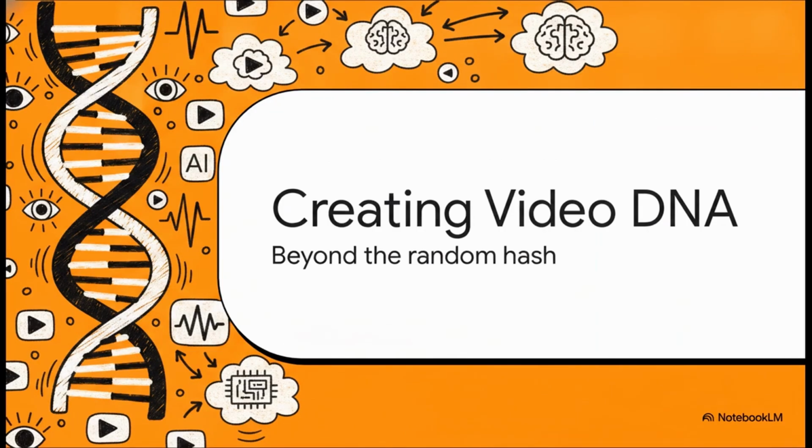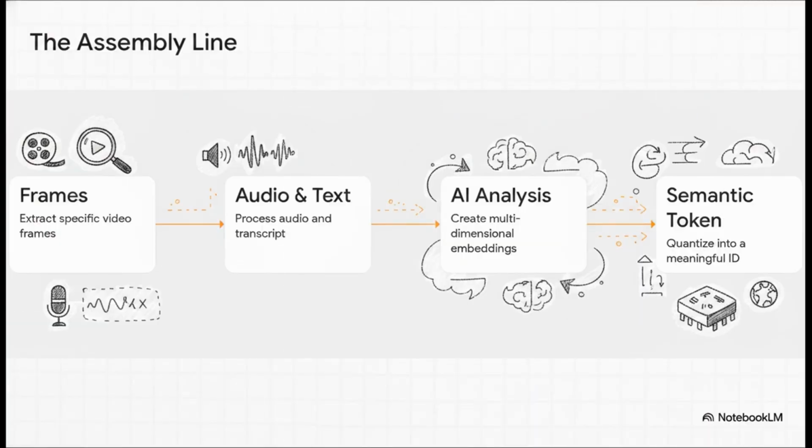Okay, let's dive into Section 1, creating your video's DNA, and moving beyond the random hash. So what really happens the second you upload a file? Well, it doesn't just sit there waiting for a viewer anymore. It goes right into a massive AI assembly line. The system automatically pulls your transcript, the audio frequencies, and even specific frames from the video. It's analyzing the visual objects, the words you're speaking, and how you've structured the whole thing.